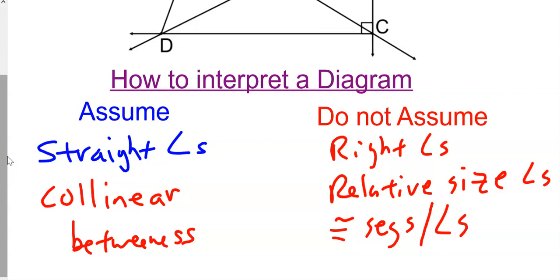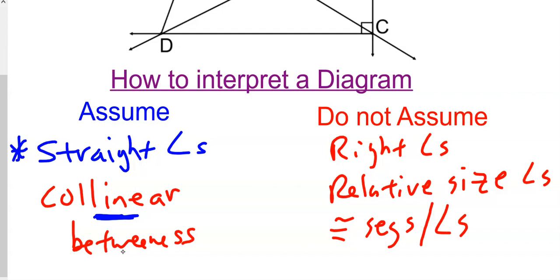Okay, so what can we assume? Straight angles, again, we talked about that in our previous problem. Since straight angles are lines, we can assume things are collinear. And since betweenness is based on being collinear, we can assume betweenness.